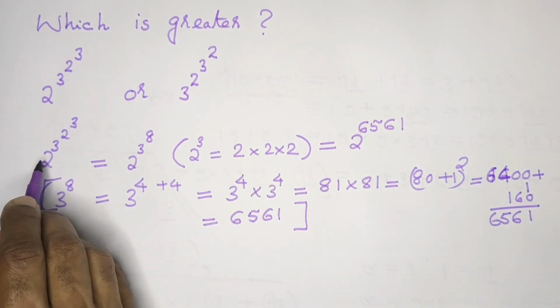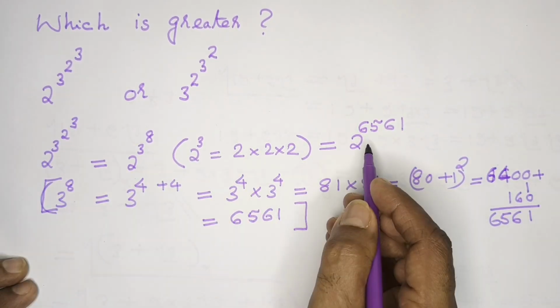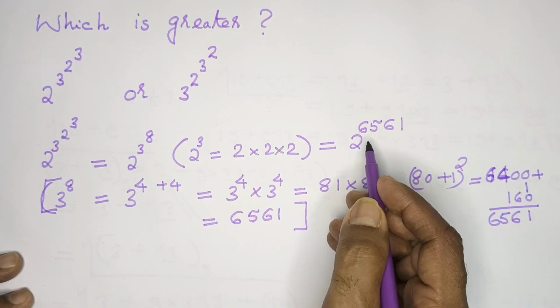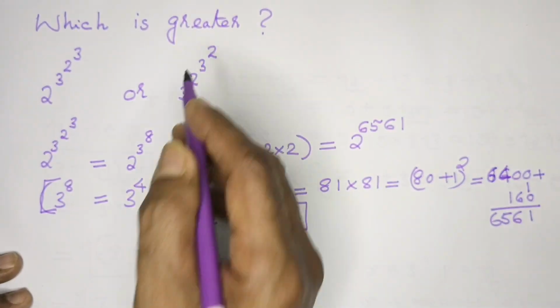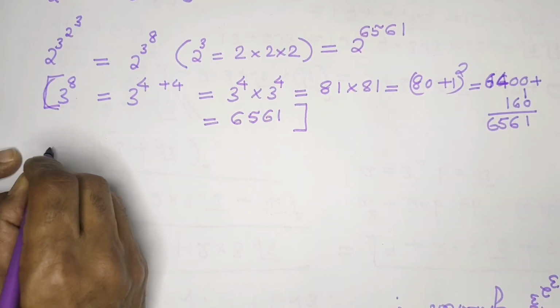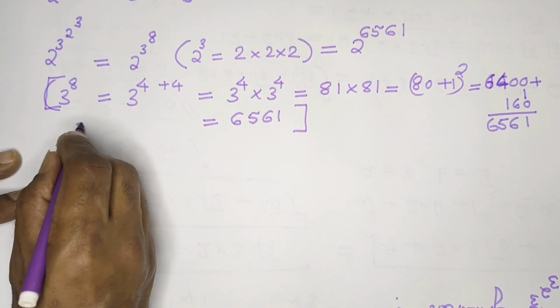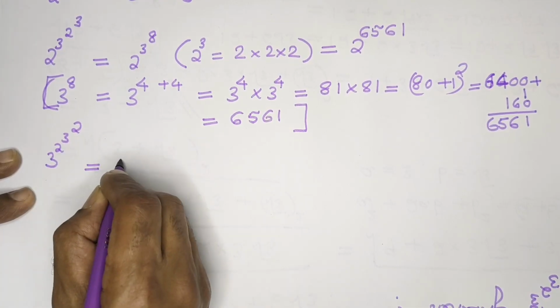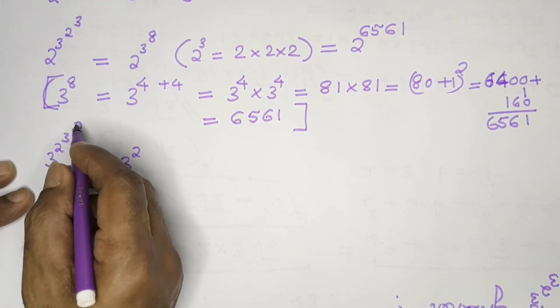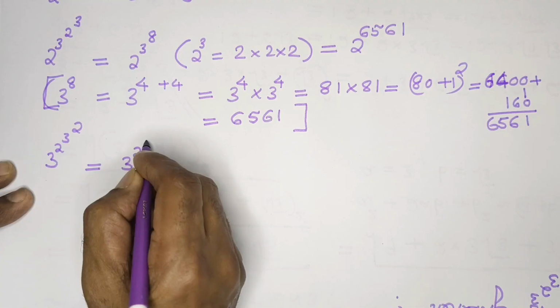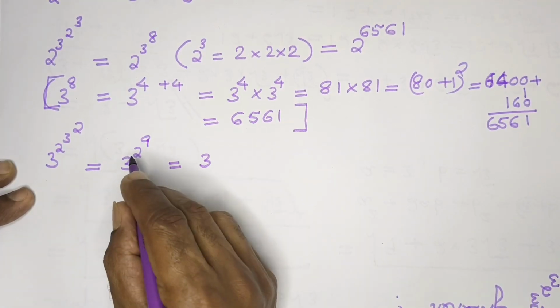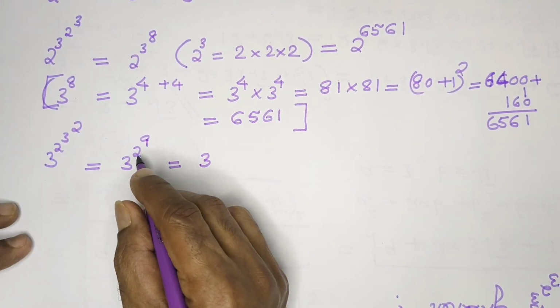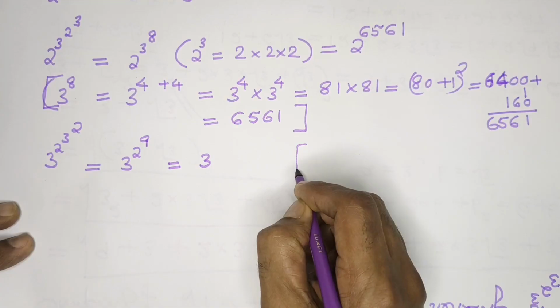So the first exponential expression we have simplified to this format. Now use the same logic for the second one: 3 to the power 2, to the power 3, to the power 2. This is equal to 3 to the power 2 to the power 9, and if you begin here, 3 squared is 9. Now you need to calculate separately 2 to the power 9.